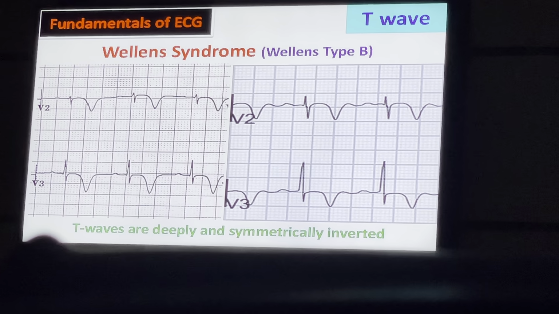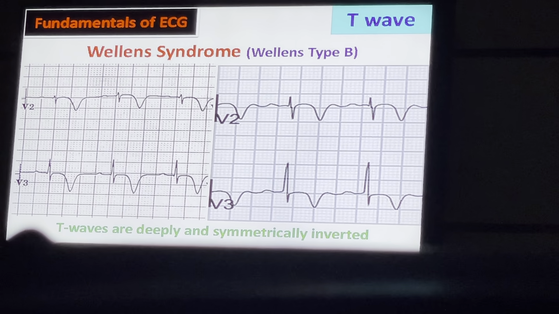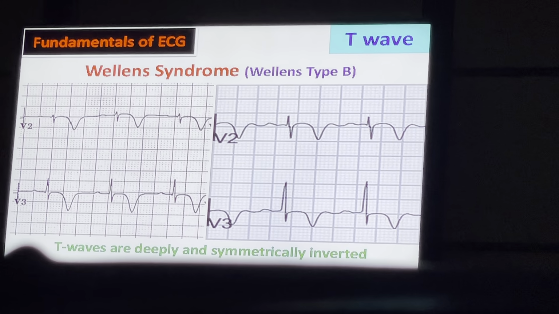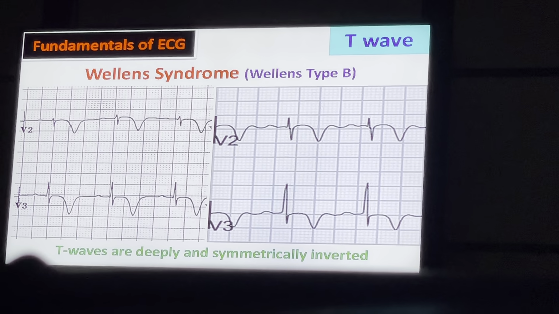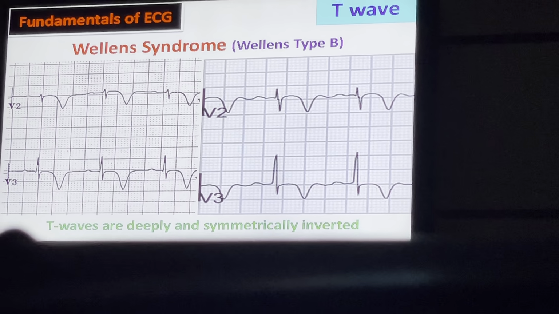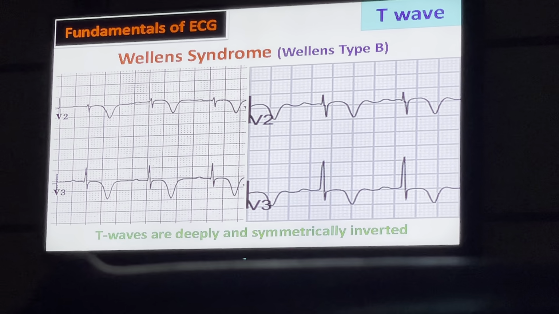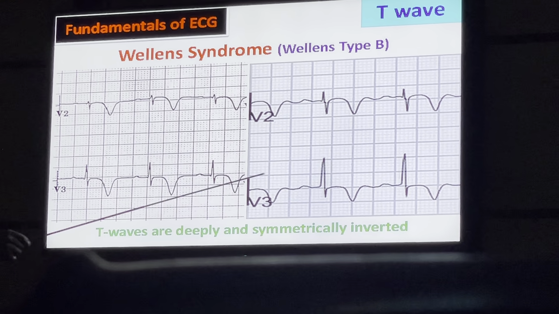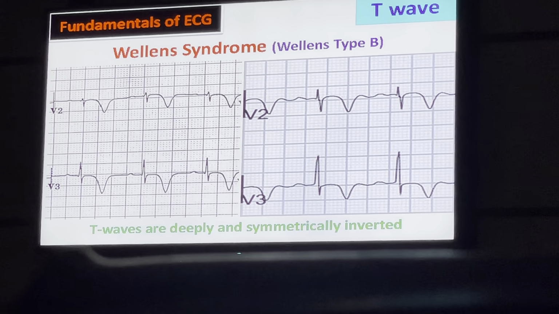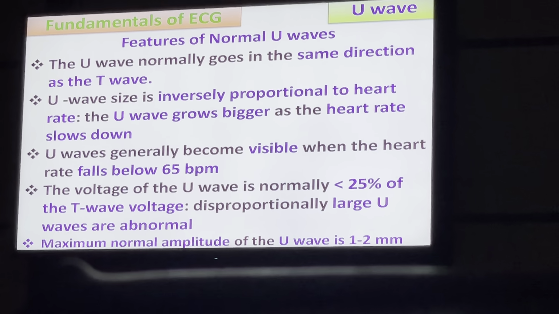Next. So this is Wellens type B. Is there some difference in the significance of Wellens type A or type B? There is not much difference. So if you see this kind of ECG, or that kind of ECG, with the presence of R waves, revascularize the patient. Next.